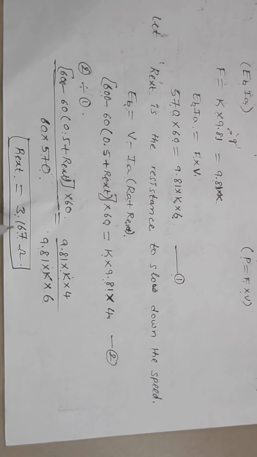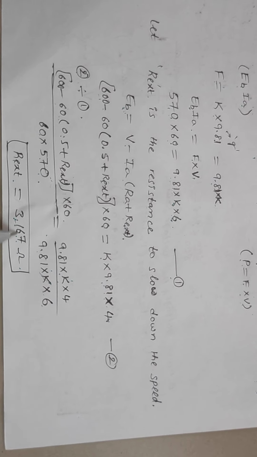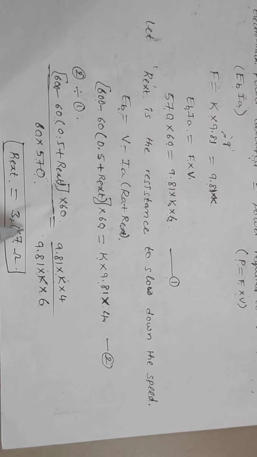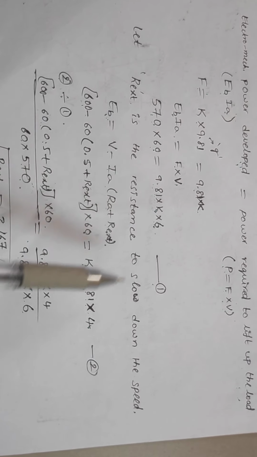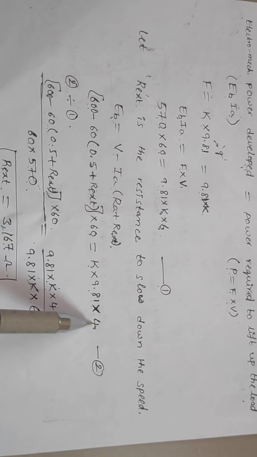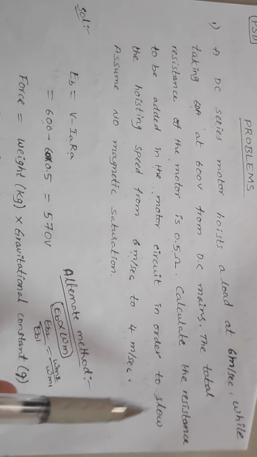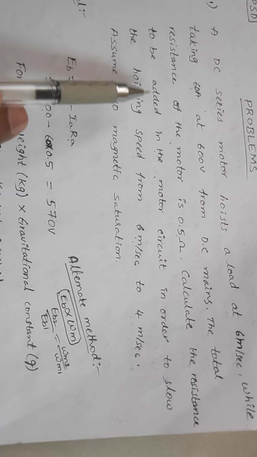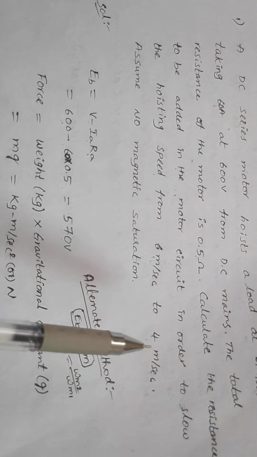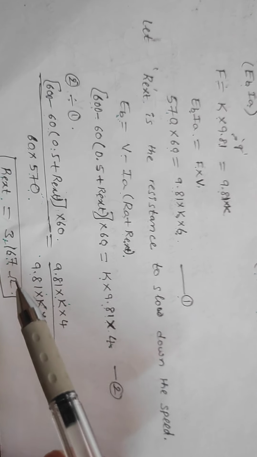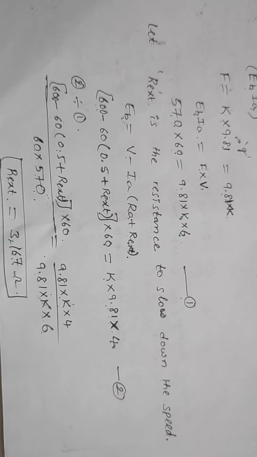R external is equal to 3.167 ohms. We need to add 3.167 ohms in series with the armature resistance to slow down the speed from 6 meters per second to 4 meters per second. That's what they have asked in the problem statement: calculate the resistance to be added in the motor circuit in order to slow down the hoisting speed from 6 meters per second to 4 meters per second. So that is equal to 3.167 ohms. Thank you.